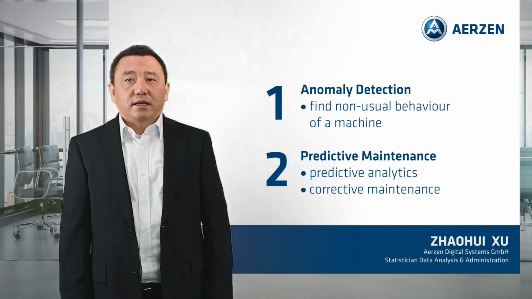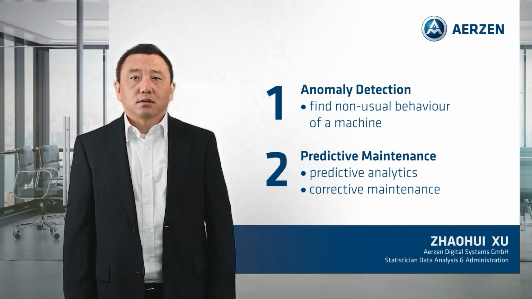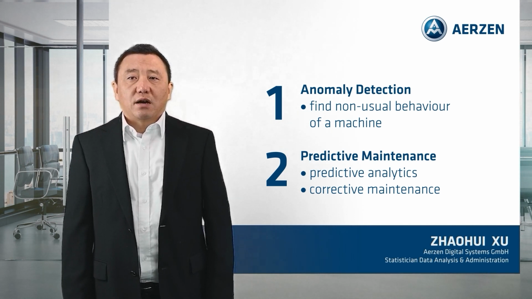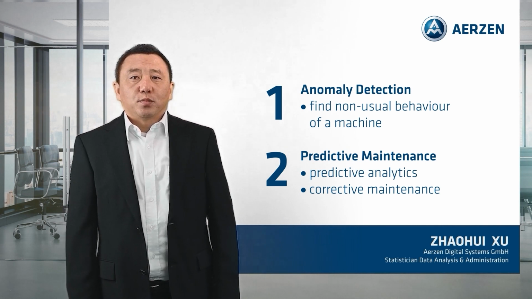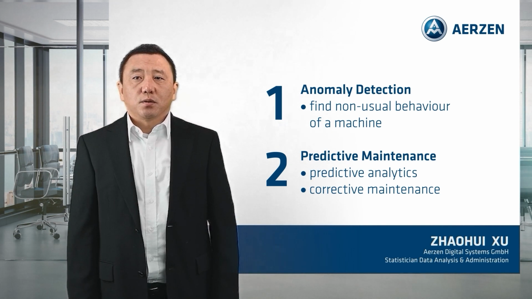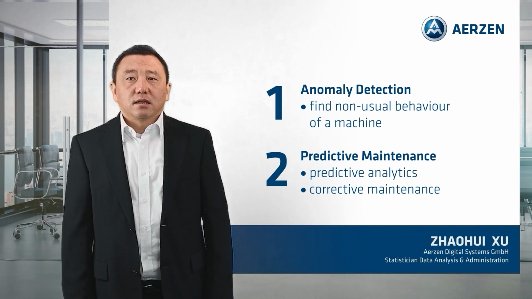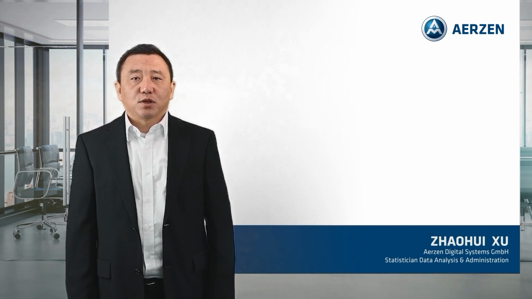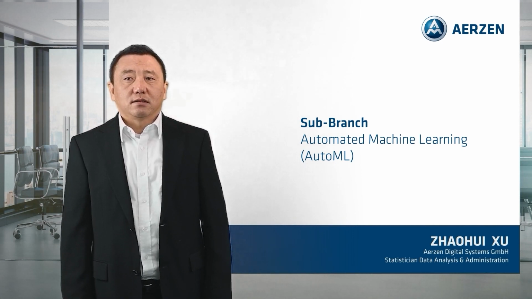The key elements of machine learning in our context and use case today include anomaly detection, how to find unusual behavior of a machine. Predictive maintenance uses predictive analytics to estimate when a piece of machinery may fail so that corrective maintenance can be scheduled before the point of failure. After these two exciting topics, I will then go into further technical detail regarding machine learning and a sub-branch called automated machine learning, short AutoML.